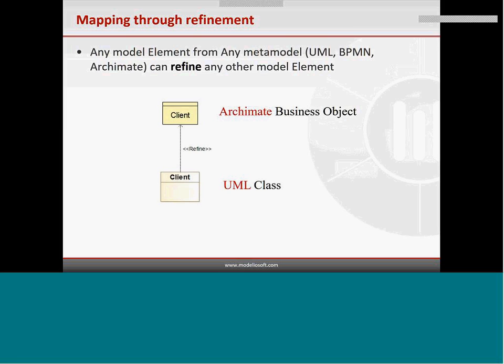As we have seen, we have a mapping between UML, ArchiMate, and BPMN, and any model element from any metamodel can refine any other model element. That is the rule behind this mechanism. Here in the example, the client UML class has a refine dependency to the ArchiMate client business object.